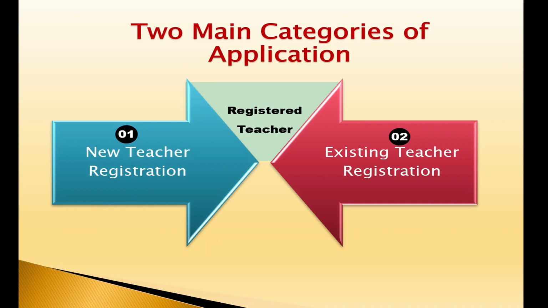Now we have 2 main categories of teachers in the database. We have new teacher registration and existing teacher registration. New teacher registration means that you have never completed an application before and you need to complete a profile, then follow through after you received the email from the council to update or to complete the process. Existing teacher registration means that we have some amount of data at the council for you, and this data needs to be updated.